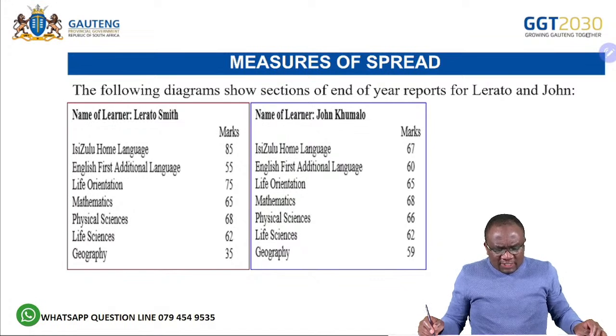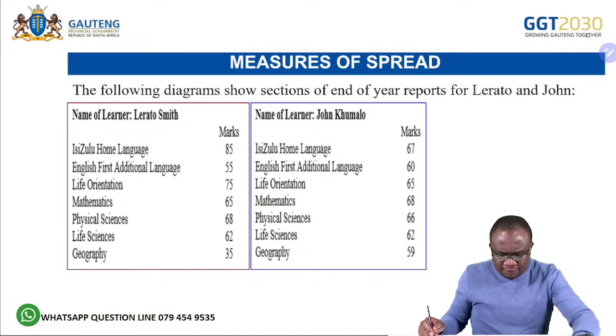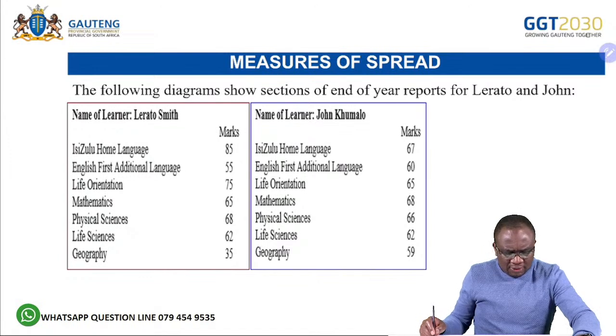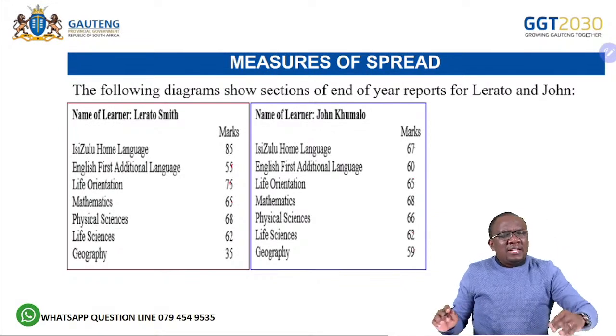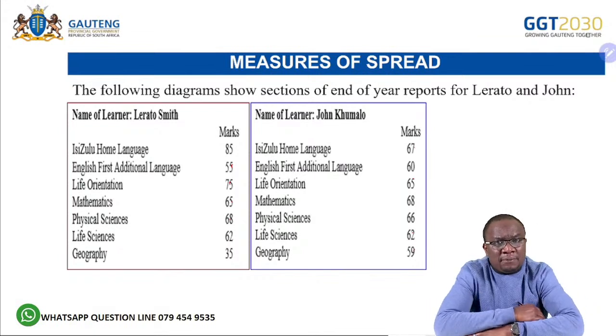The following diagrams show sections of the end of year reports for Lerato and John. We can see they are doing how many subjects? 1, 2, 3, 4, 5, 6, 7. Right? Did they perform the same way? Is their performance the same?